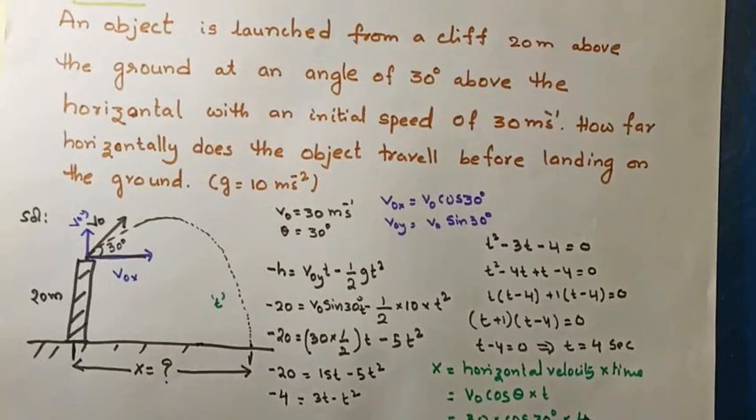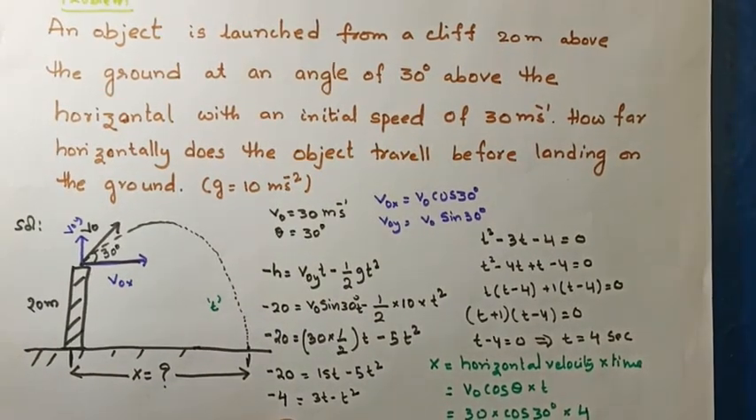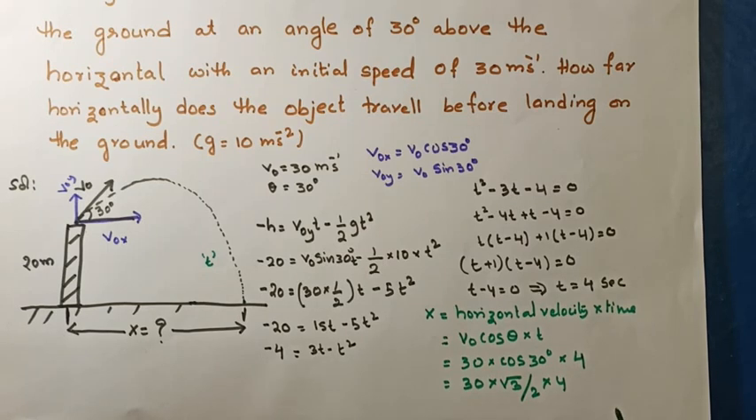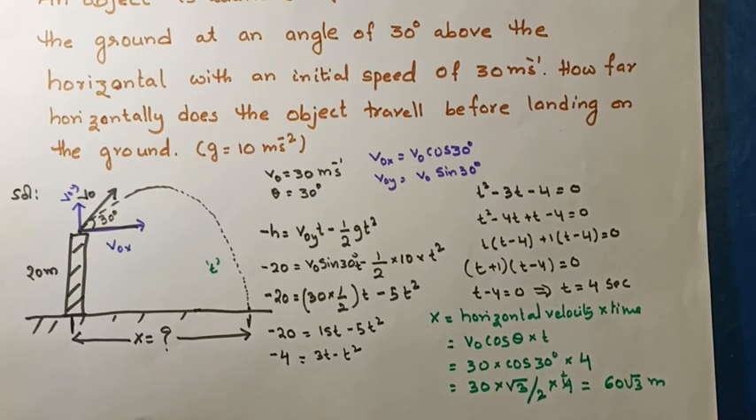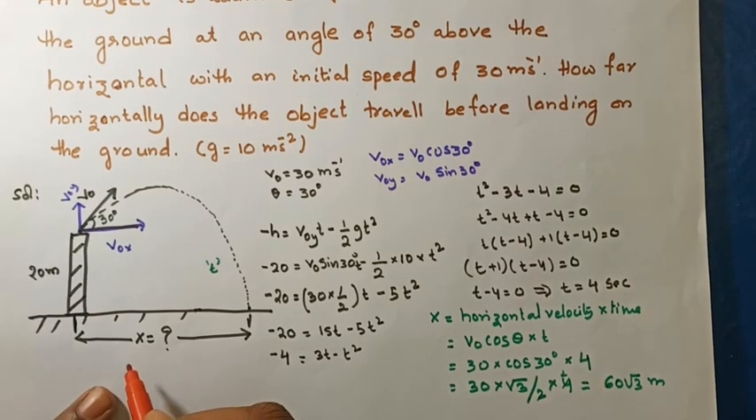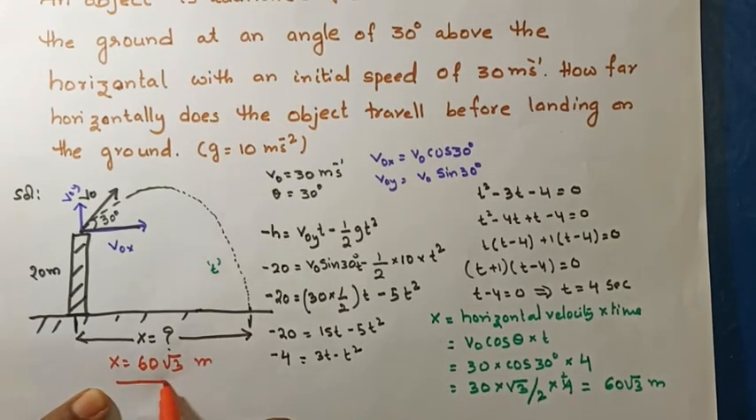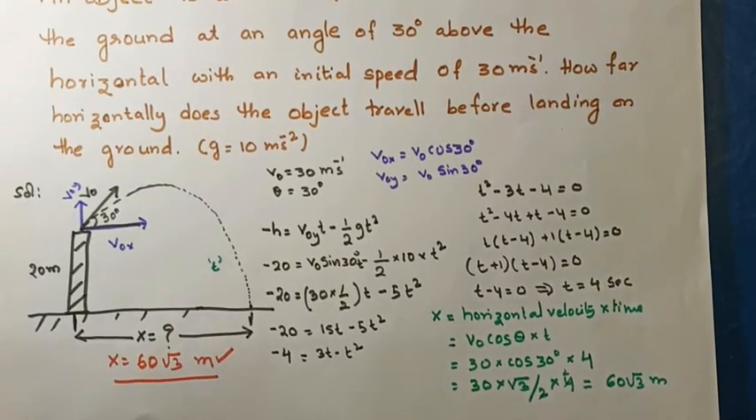Now t is 4. So how to write? 30 into root 3 by 2 into 4, which is equivalent to 60 root 3 meters. So now we will take x is equal to 60 root 3 meters. That is what is asked in the problem.